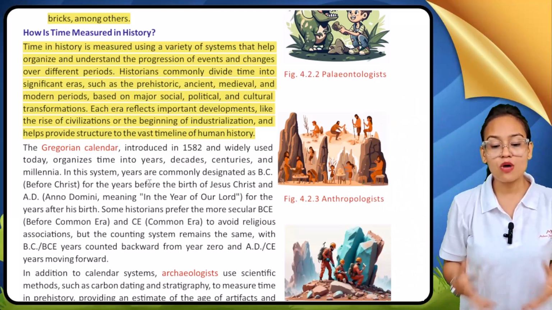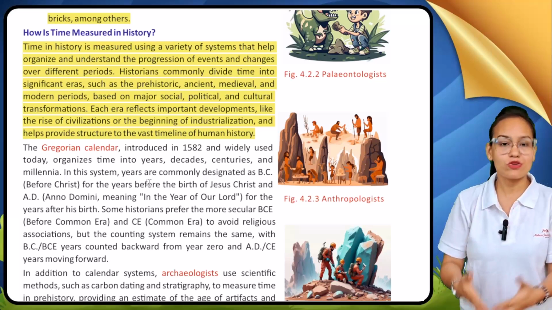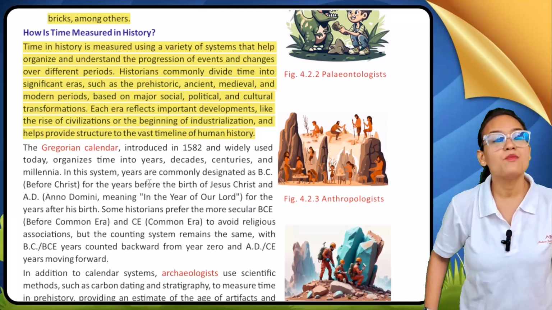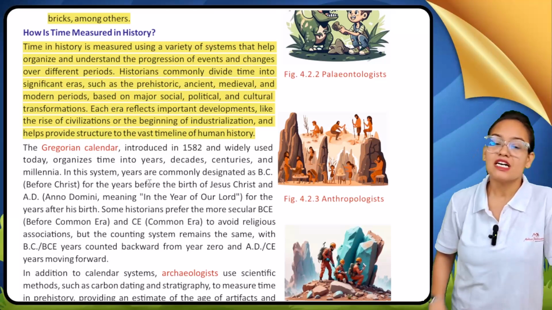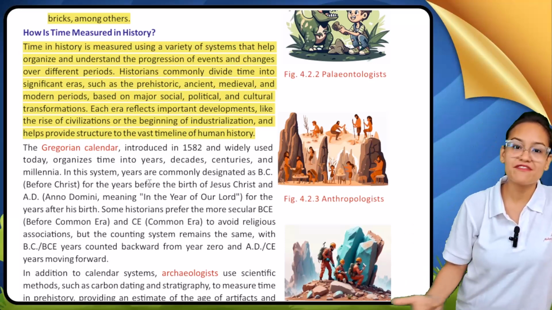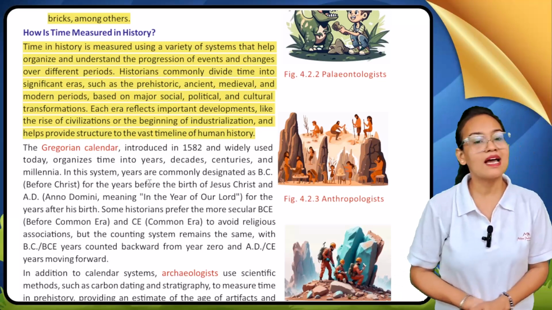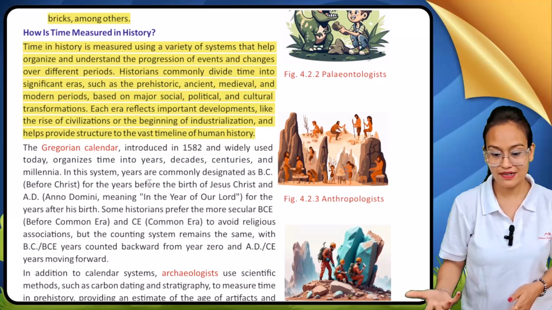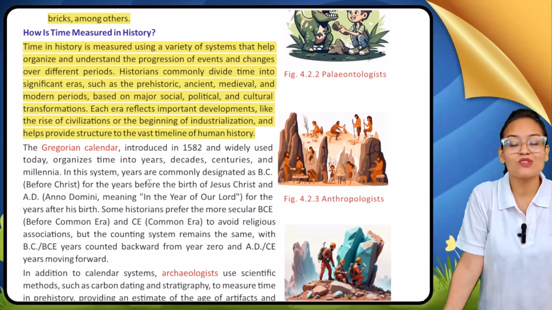Historians commonly divide time into significant eras. The people who study history are called historians. These historians divided the history of the world into four parts: prehistoric, ancient, medieval, and modern. Each of these eras reflects important developments, like the rise of civilizations. When civilizations rose, industrialization automatically started, and it provided structure to the vast timeline throughout human history.